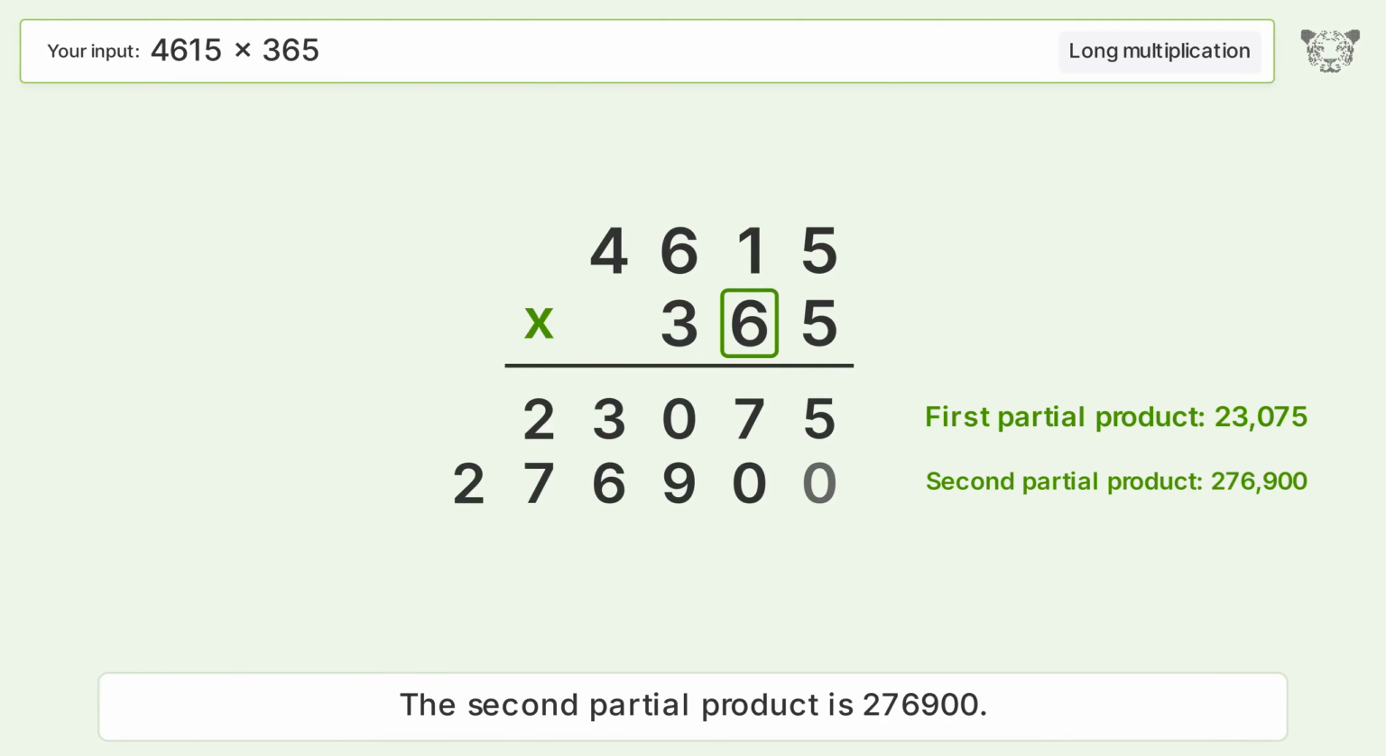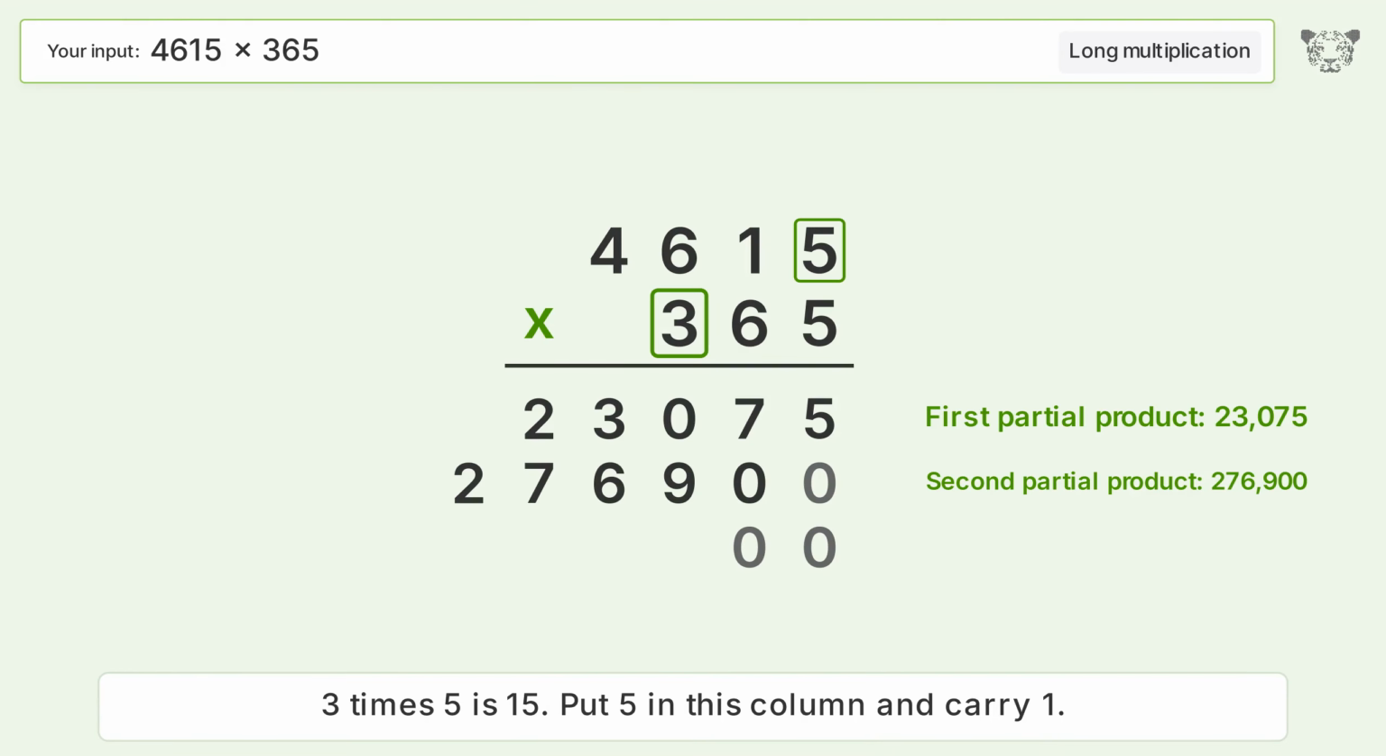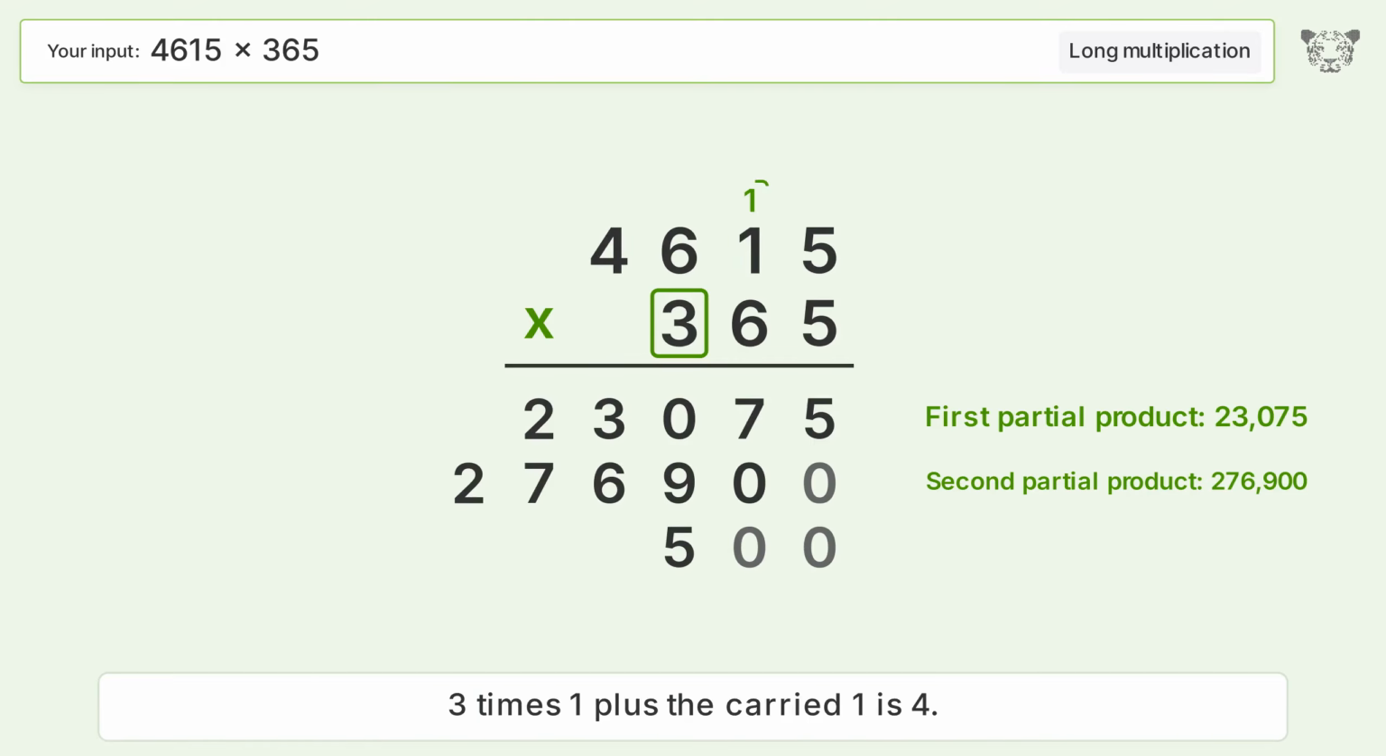The second partial product is 276,900. Now use the hundreds digit, 3. Start two places to the left. 3 times 5 is 15. Put 5 in this column and carry 1. 3 times 1 plus the carried 1 is 4.